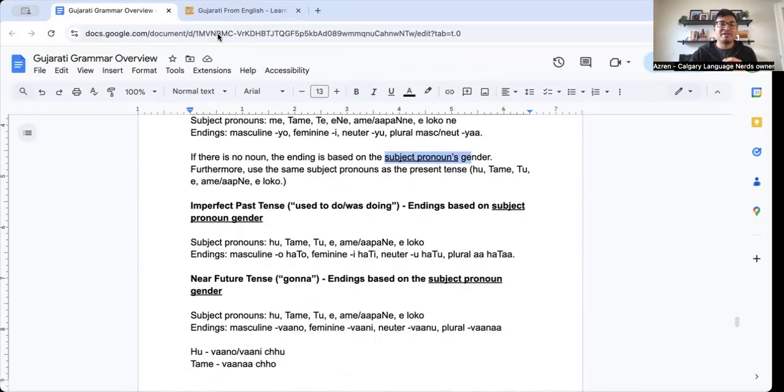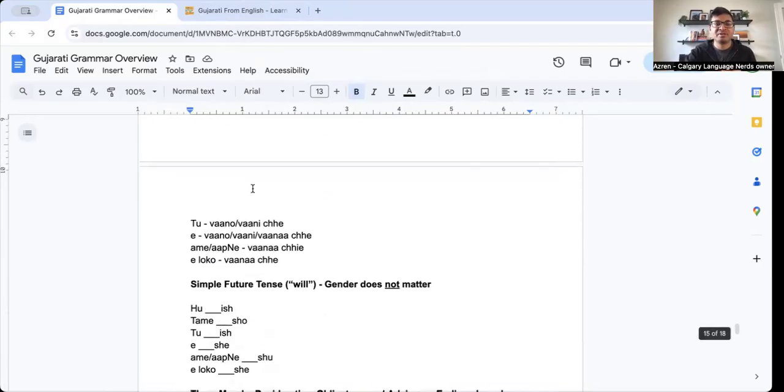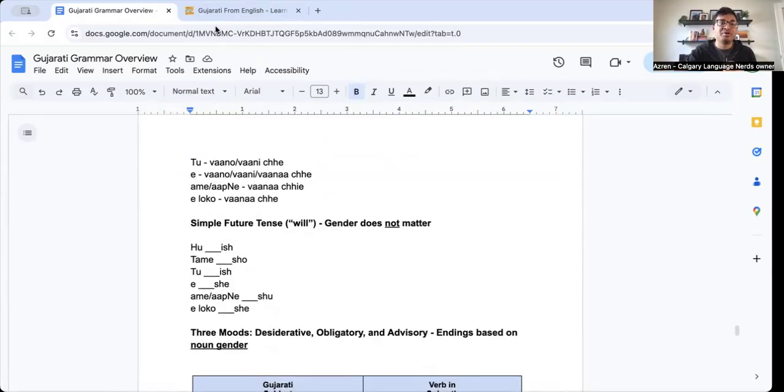Imperfect past tense, endings are based on the subject, pronoun, noun, gender. Near future tense, endings are based on the subject, pronoun, noun, gender. This is like that "gonna" tense. I'm gonna do this, I'm gonna do that. Simple future tense, "will", the gender does not matter whatsoever.